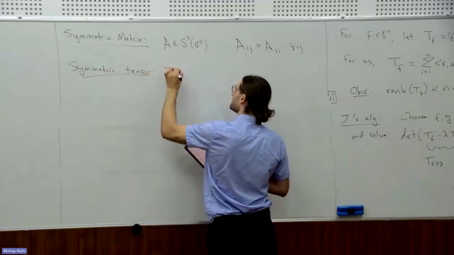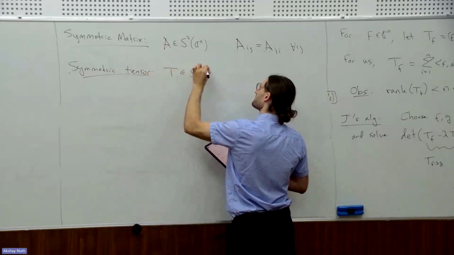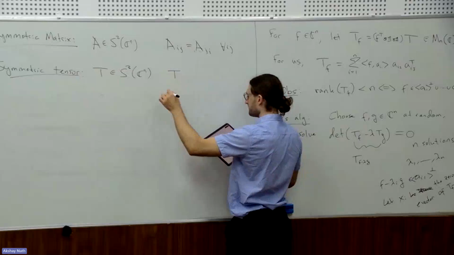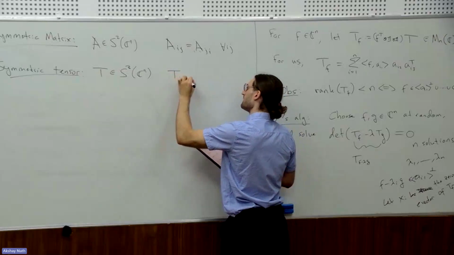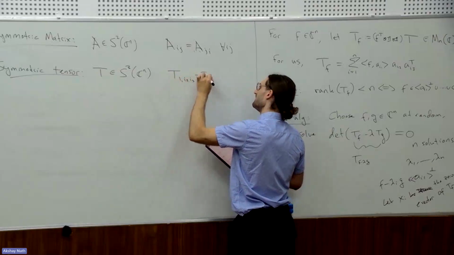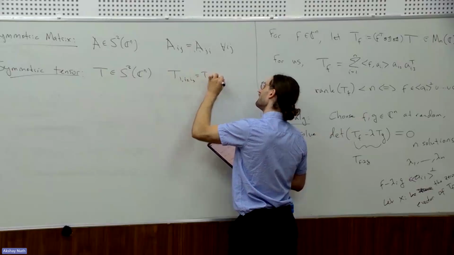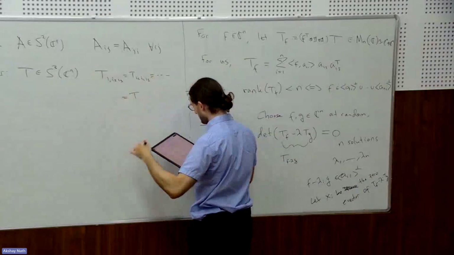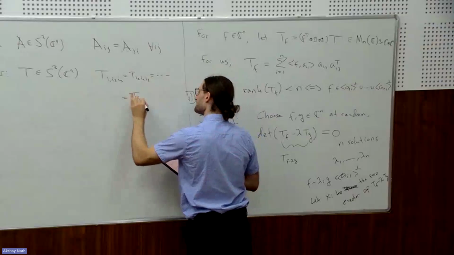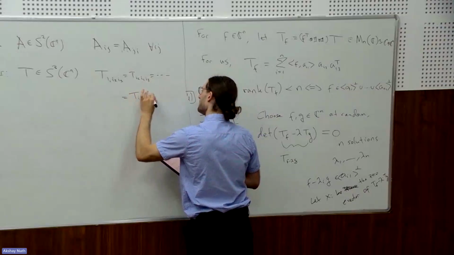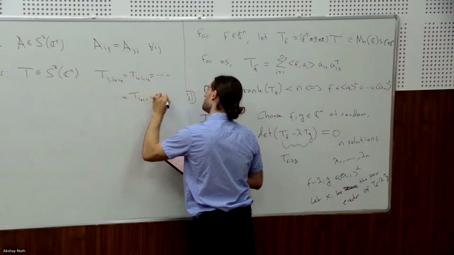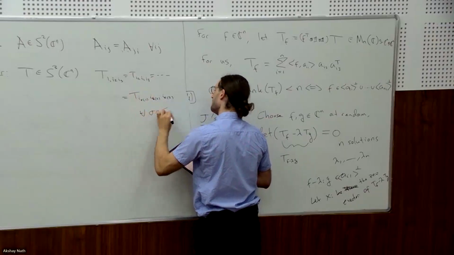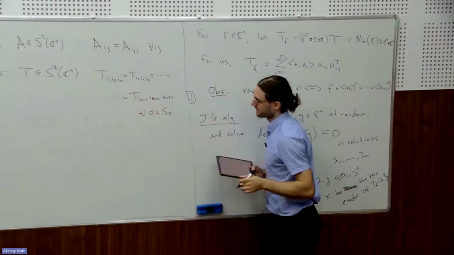We again have our special notation, call it S3 of Cn, and it's a tensor for which T of i1, i2, i3 is equal to T of i2, i1, i3 is equal to dot dot dot, basically any way to permute these indices, T of i sigma(1), i sigma(2), i sigma(3), for all sigma permutations on 3 letters. Okay.